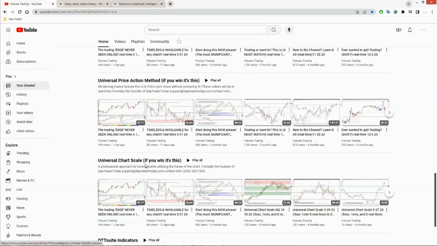The universal chart scale. I teach you how to look at the market using your chart, the absolute frame of your chart, the bezel of your chart. I teach you how to look at that without having to look left. You do not have to look left in order to know where the market is going to turn. It's going to turn right in front of you. Right in front of you. You will not miss it. I promise you, it's going to turn right in front of you.